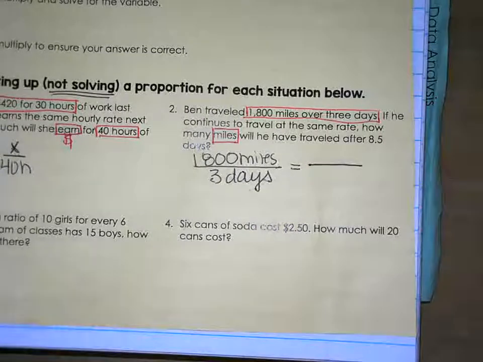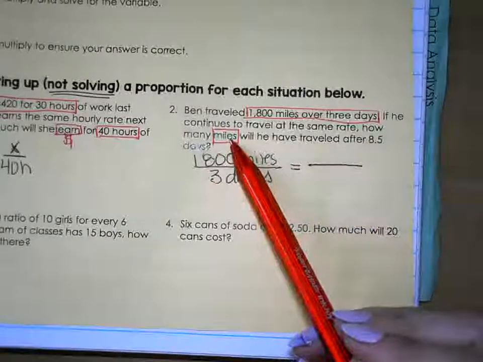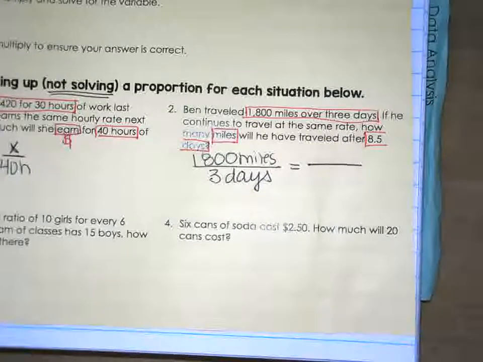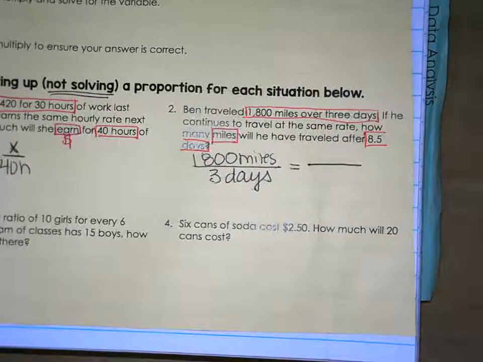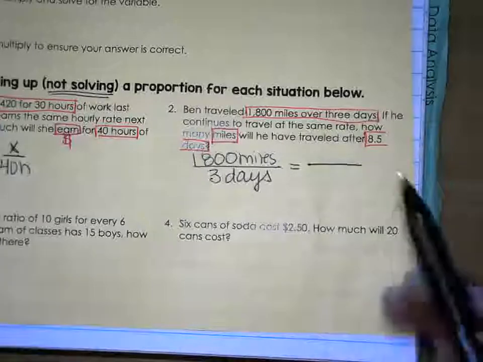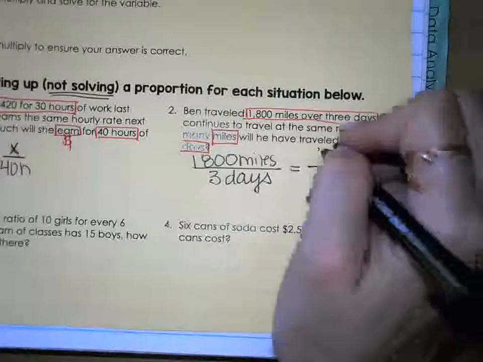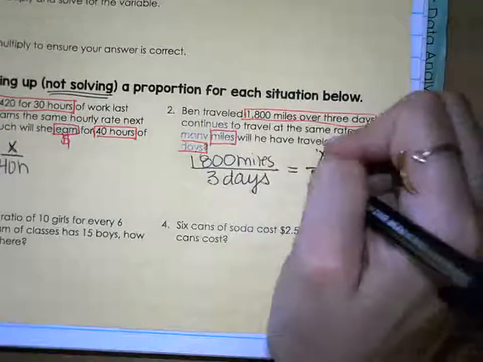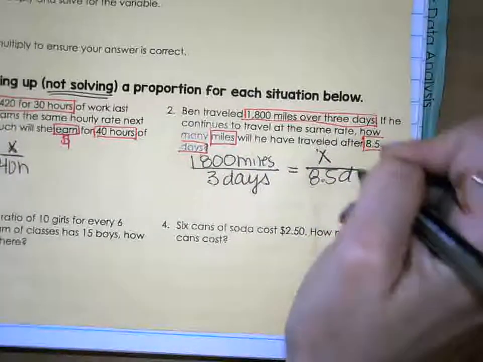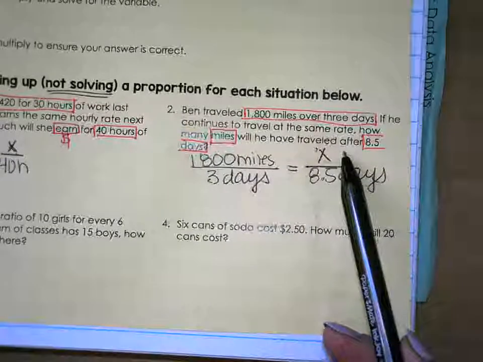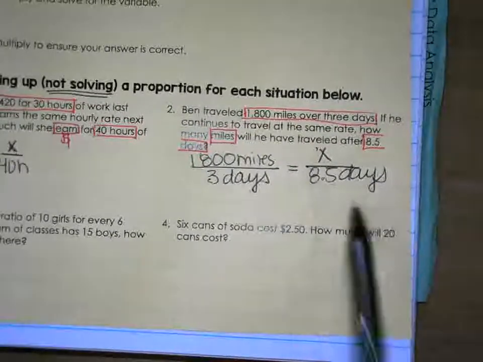So my next part, it says how many miles, that's what I want to know, after 8.5 days. So I don't know my miles, but I know my number of days. And so I would write miles, which I do not know, so that is my X, and then my 8.5 days goes on bottom. Notice days and days are on bottom, miles and miles are on top. I have to stay consistent. I cannot flip it around.